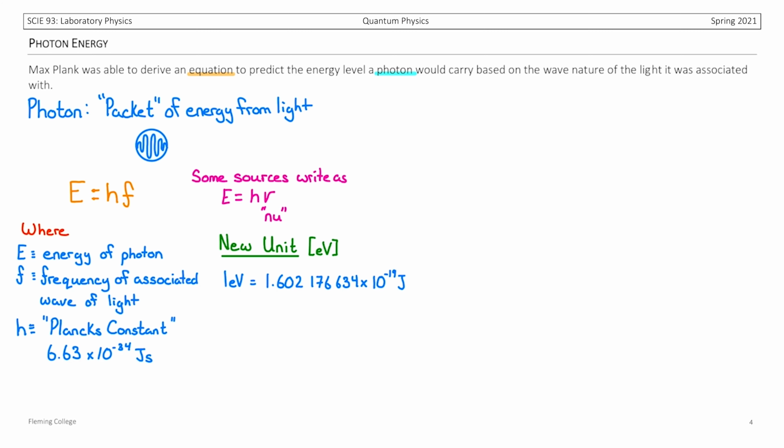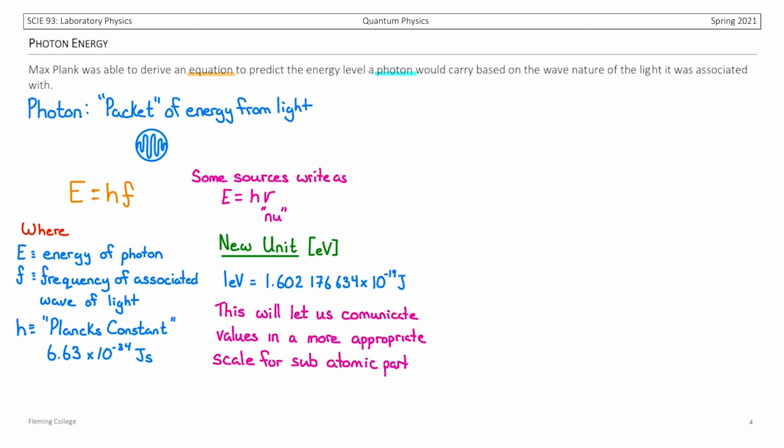You may recognize this value as it is very closely related to the amount of charge on an electron, because an electron volt is defined as the kinetic energy of 1 coulomb of charge accelerated in 1 volt of potential difference. The reason we make this change in units is because the electron volt will give us values that are in a more appropriate scale as we talk about dealing with energies of subatomic particles.